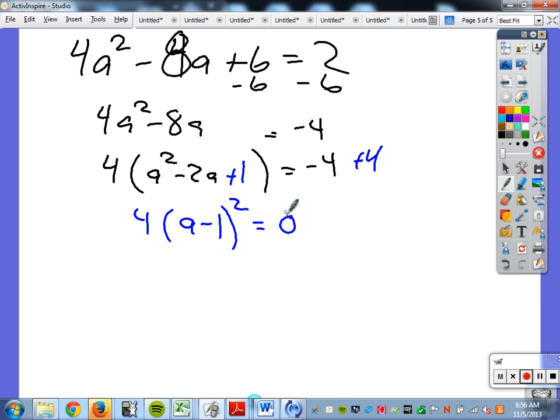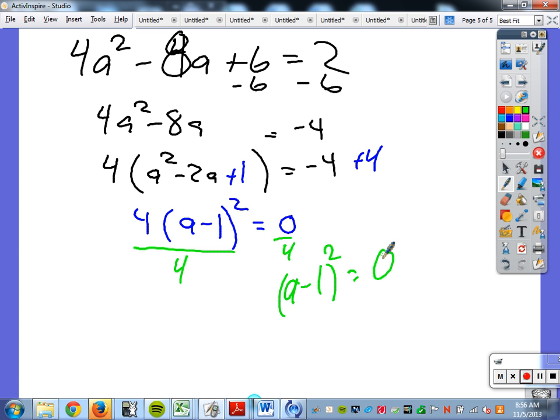Okay guys, now all we do is solve. So I want to get a by itself. How do I get rid of this 4? By dividing. So I divide by 3. What I do to one side, I do to the other, correct? So now I'm at a minus 1 quantity squared equals 0.